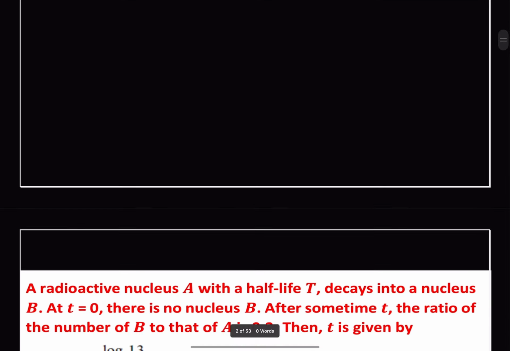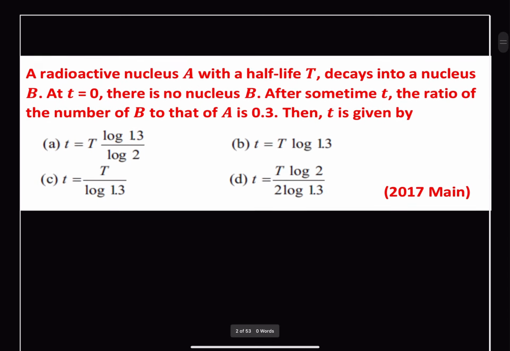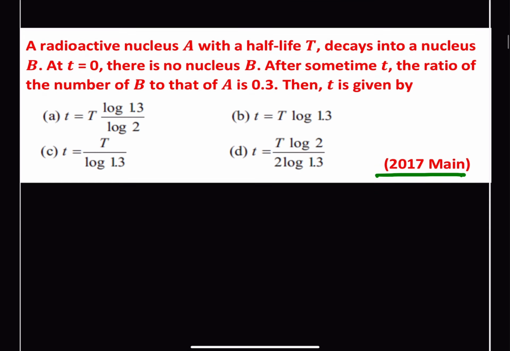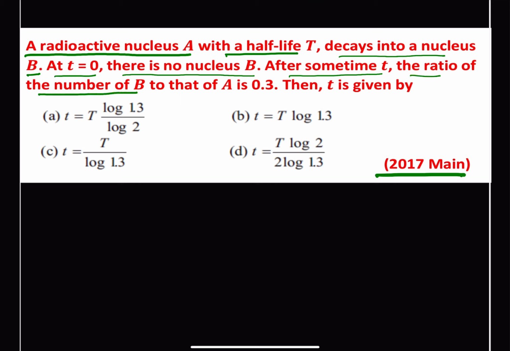Next question. It was also asked in 2017 main, and it states that a radioactive nucleus A with half-life T decays into a nucleus B. At t equal to 0, there is no nucleus B. After some time t, the ratio of number of B to that of A is 0.3. Then t is given by.